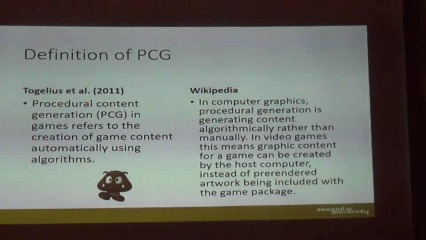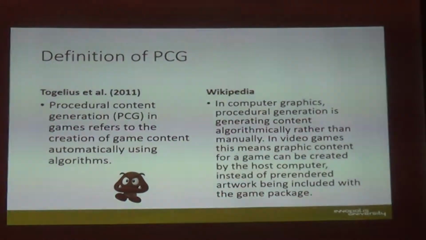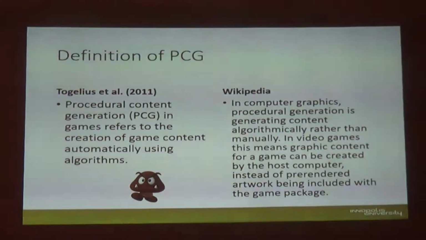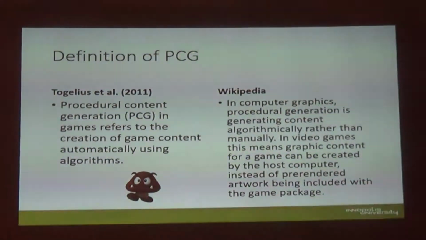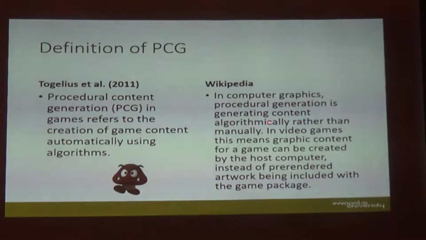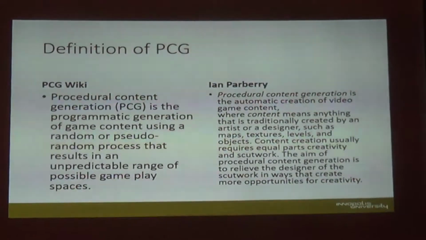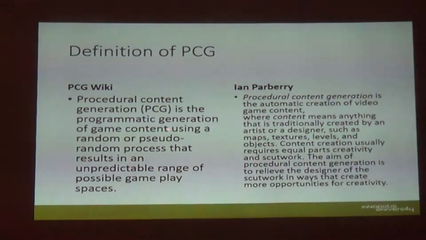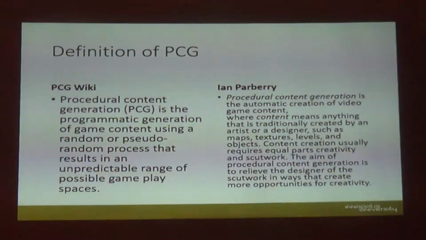Wikipedia is a little bit targeted towards computer graphics: procedural content generation creates content algorithmically rather than manually. In video games, graphic content can be created on the host computer instead of a pre-rendered artwork package. So still we're seeing this word, automatically, algorithmically. The PCG wiki refines it down to creating game content using a random or pseudo-random process that results in an unpredictable range of possible gameplay spaces. So we're building content, it's unpredictable, it's random. I don't know if I like those two words with it, but it's big, it's gameplay space.